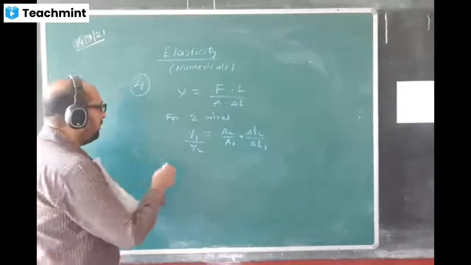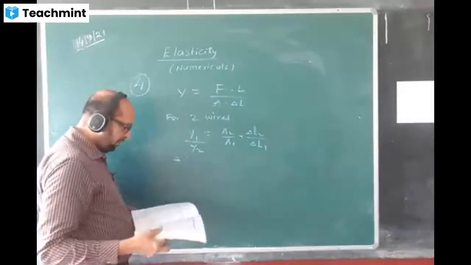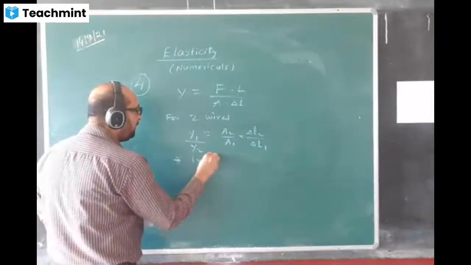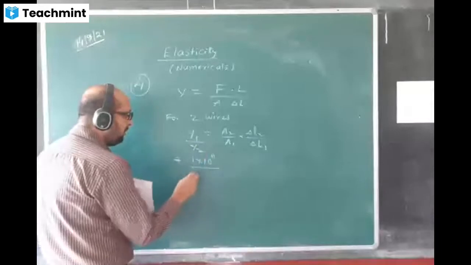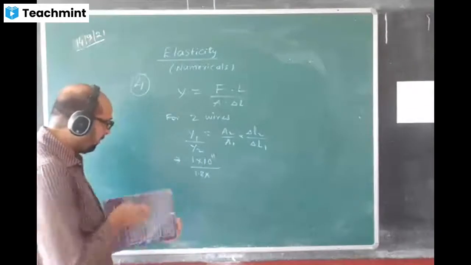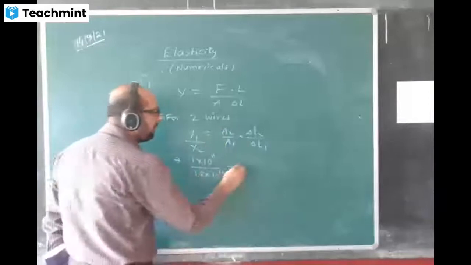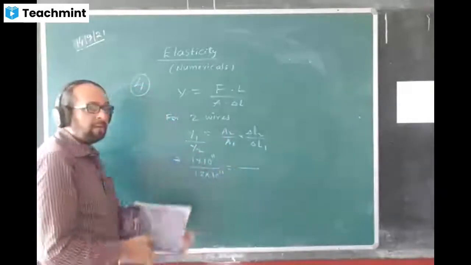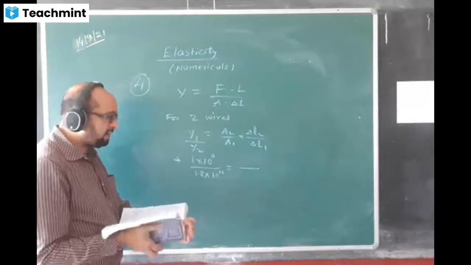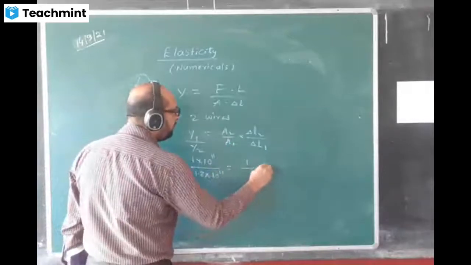Okay, now I'll put the values. What is the Young's modulus of the wire A given in the question? 1 into 10 to the power of 11. Y2 value is how much? 1.8 into 10 to the power of 11. Area of the second wire: the first wire is double the area of the second wire. The wire A has twice the area. That means when A2 is 1 unit, then A1 is 2 units.